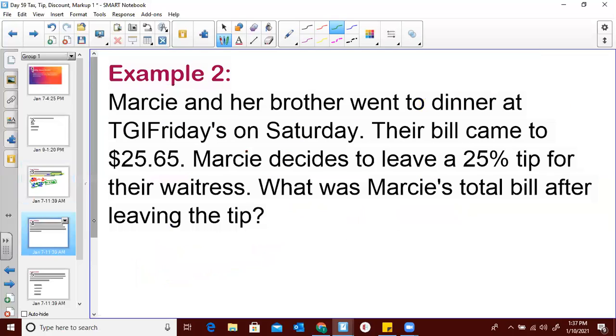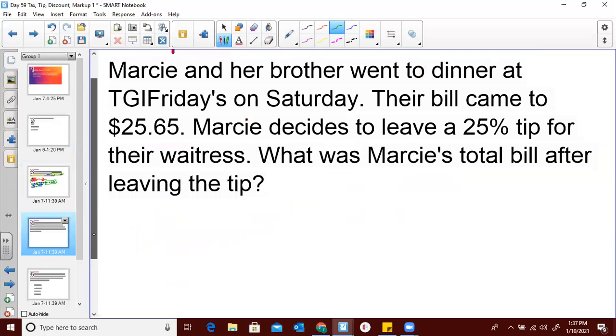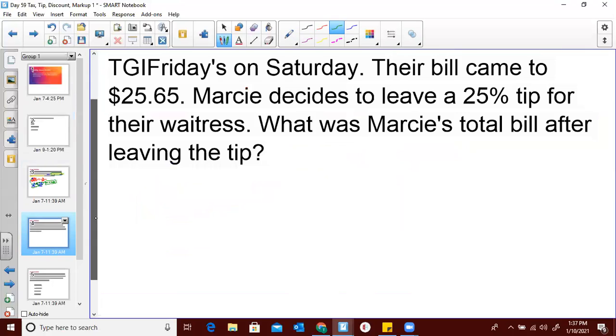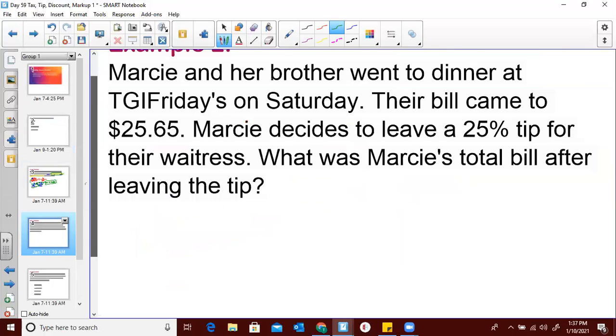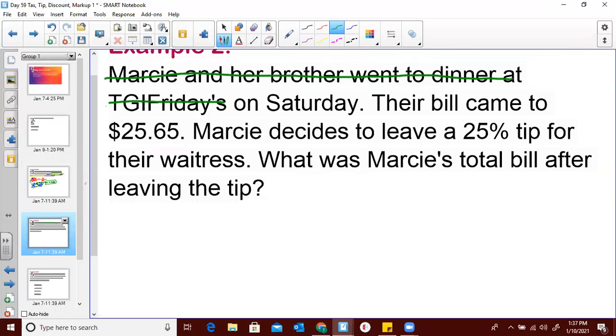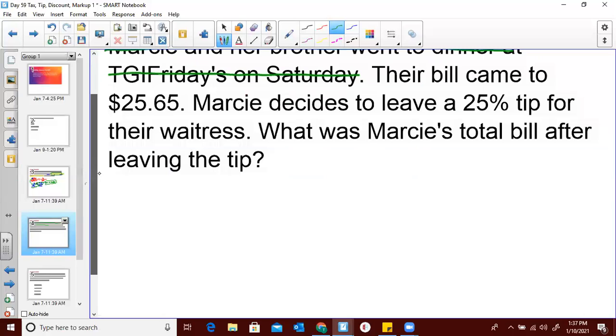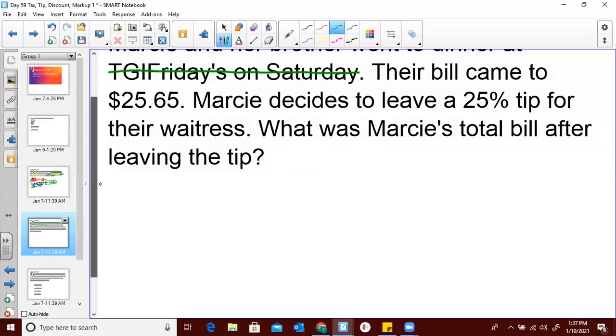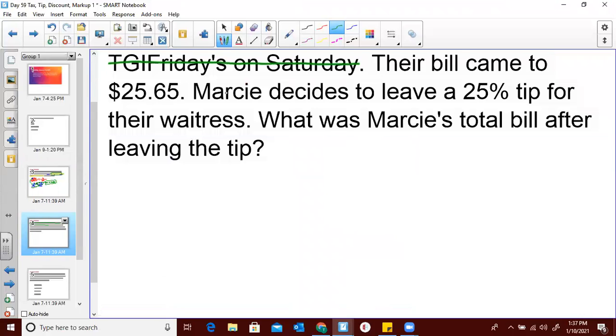Example 2. Marcy and her brother went to dinner at a TGI Fridays on Saturday. Personally, this whole sentence doesn't mean anything to me for this problem. That's just a bit of a story. I don't care about Marcy and her brother going to TGI Fridays. Their bill came to $25.65. Marcy decides to leave a tip of 25% for their waitress. What was Marcy's total bill after leaving the tip?